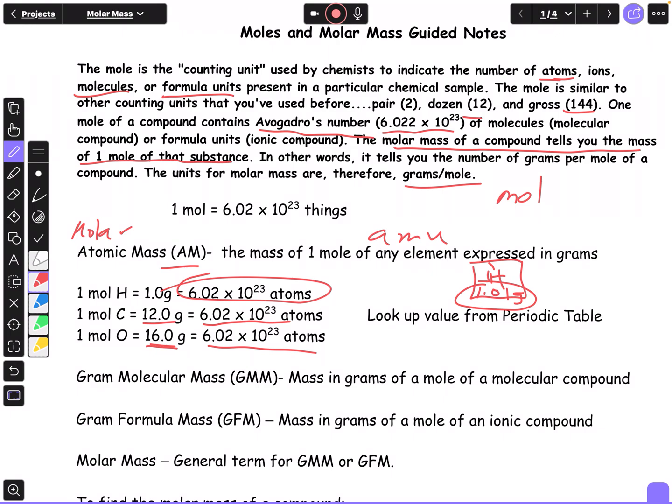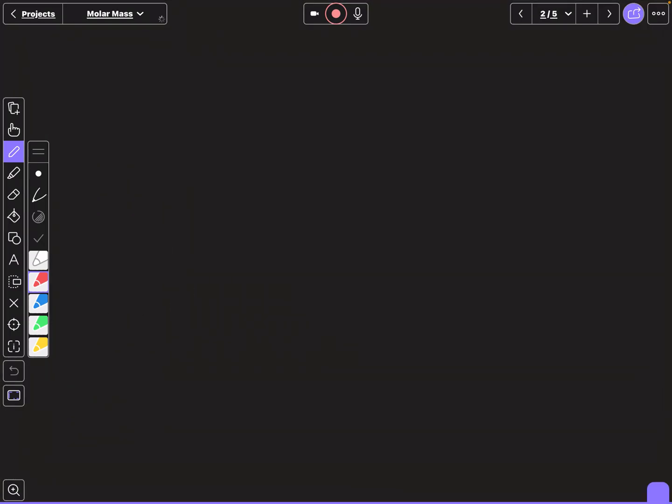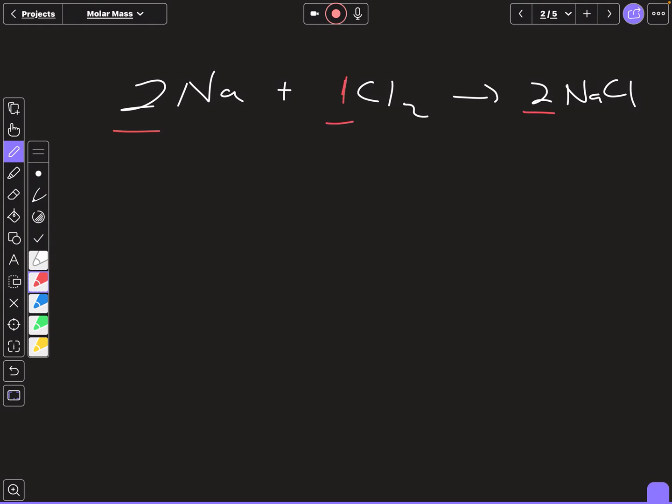Now, if you look at a chemical equation like 2Na plus Cl2 produces 2NaCl, those numbers are in molecules. It's 2 molecules of Na reacting with 1 molecule of chlorine gas to produce 2 molecules of NaCl.